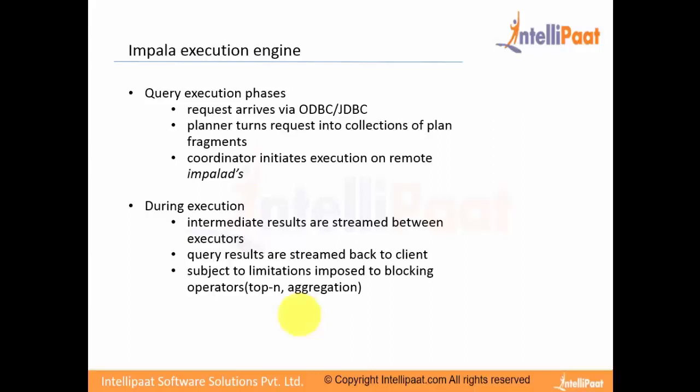During the execution, the intermediate results are streamed between executors. That is, they are not stored on the disk, but are rather shifted to the coordinator node. The query results, after being collated from different executors, are then streamed back to the client. Subject to the limitations imposed on the results, for example top n aggregation, the results are filtered and then presented to the end user.